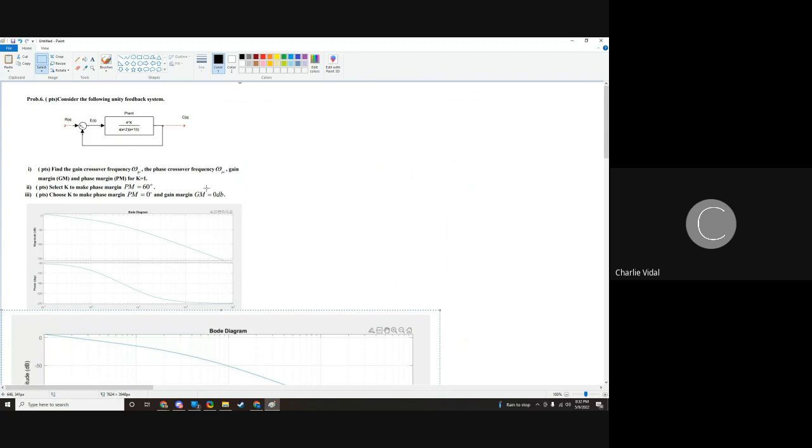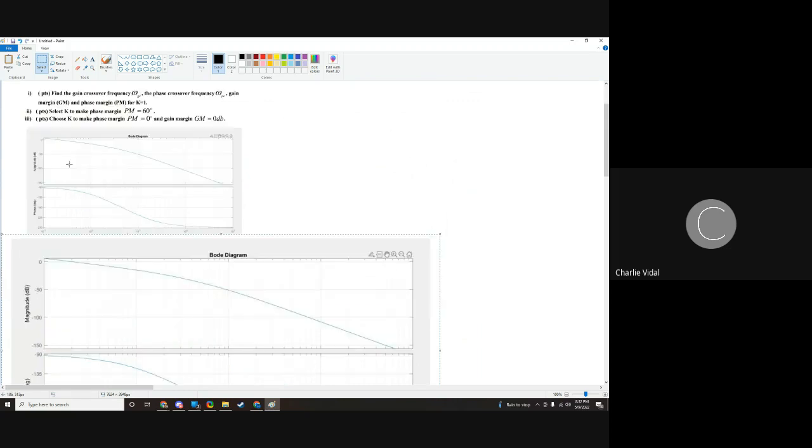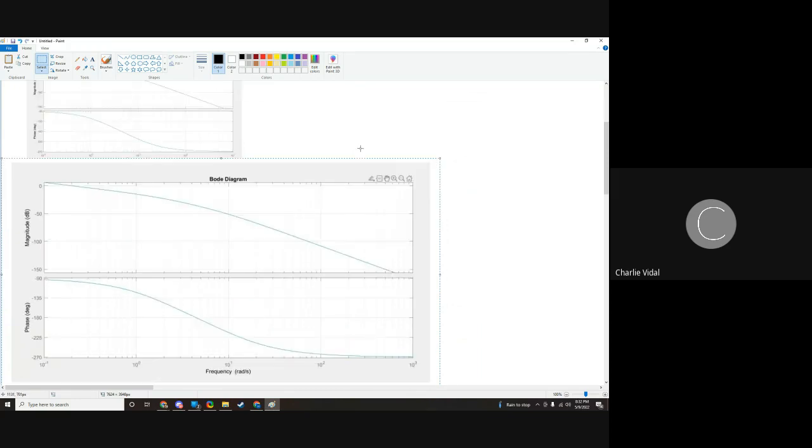For part 3, I wasn't able to get it, so you guys can just email Professor Ozturk for the answer. I think I might know what the answer is, but I feel like it's a little bit too easy, so you could always just check in with him. But let's start with part 1. So we're finding omega GC, omega PC, GM, and PM.